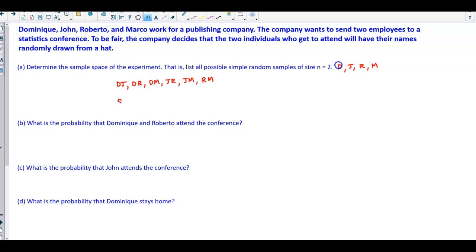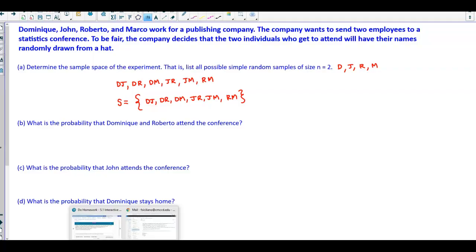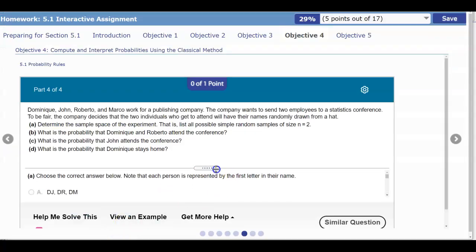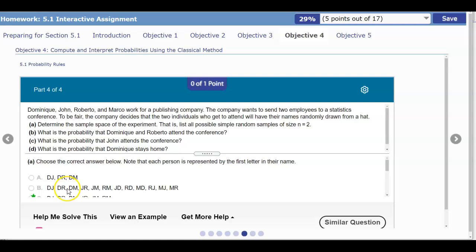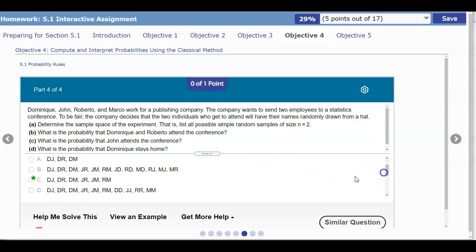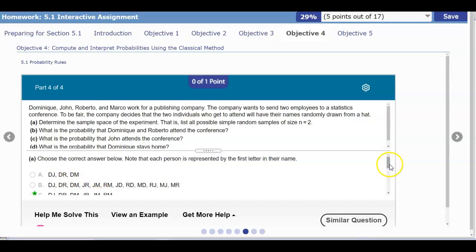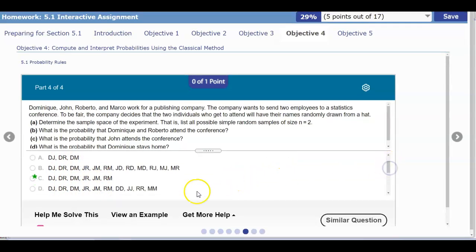So we can say that the sample space is the following: DJ, DR, DM, JR, JM, and RM. Therefore that represents the sample space. Let's go ahead and make sure that we have our correct result here. It's not the first one, it's not the second one, and it looks like it's this one, so that tells us that we have 6 in our sample space.